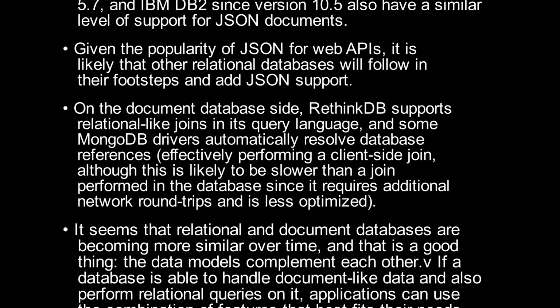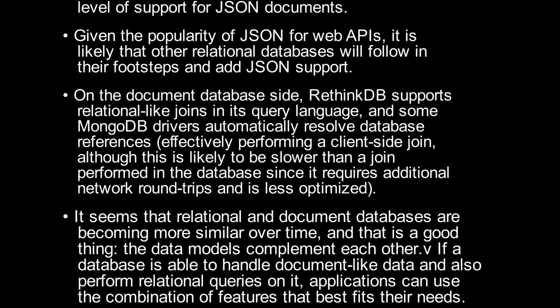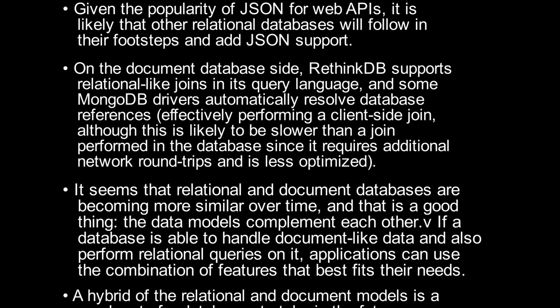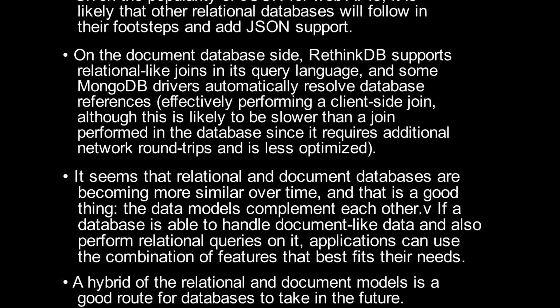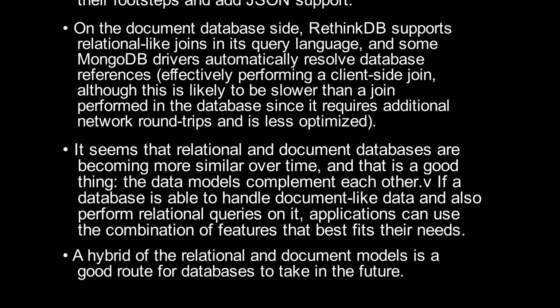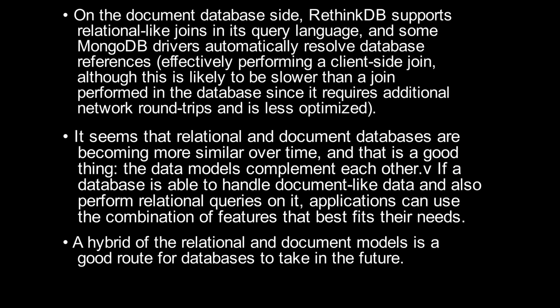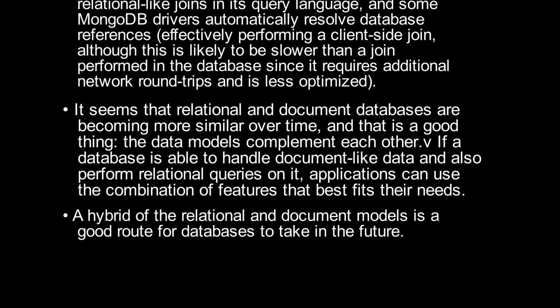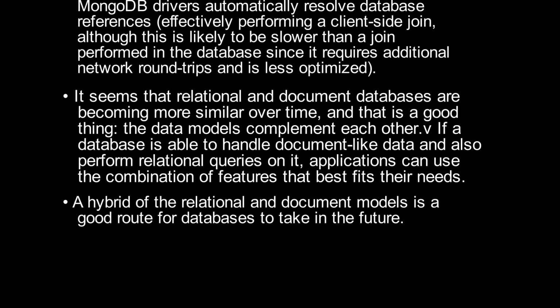It seems that relational and document databases are becoming more similar over time, and that is a good thing. The data models complement each other. If a database is able to handle document-like data and also perform relational queries on it, applications can use the combination of features that best fits their needs. A hybrid of the relational and document models is a good route for databases to take in the future.